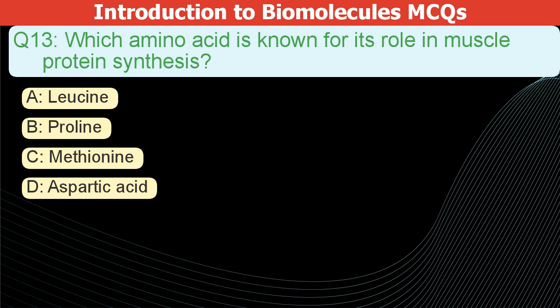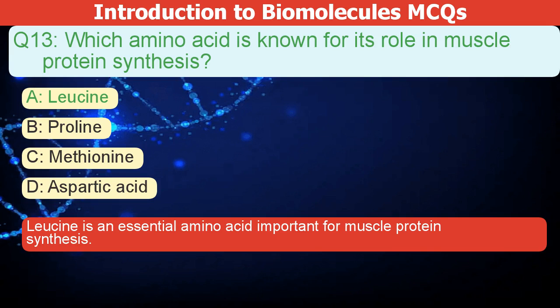Which amino acid is known for its role in muscle protein synthesis? A. Leucine. B. Proline. C. Methionine. D. Aspartic acid. The correct answer is A. Leucine is an essential amino acid important for muscle protein synthesis.